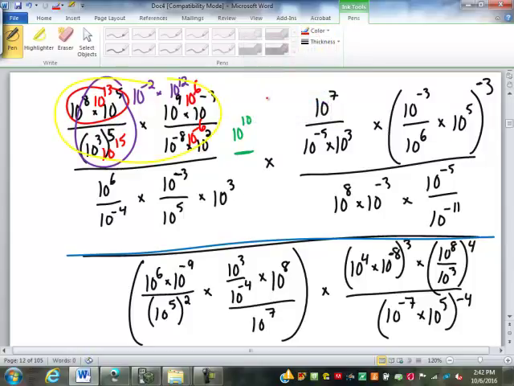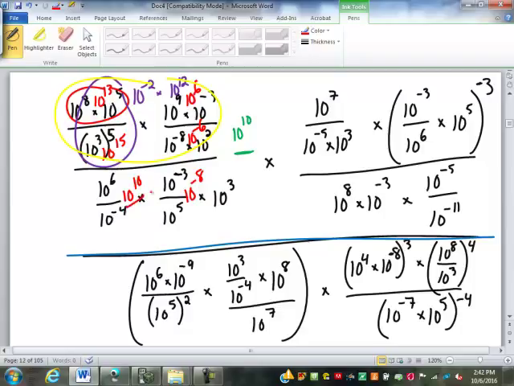So now we'll come down here. 10 to the 6th divided by 10 to the negative 4th, 10 to the 2. 10 to the negative 3 divided by 10 to the 5th, 10 to the negative 8. Wait, wouldn't that one be 10 to the 10? Oh, you're right. You are correct. Thank you. 6 minus negative 4 will be 10. Very good. So 10 to the 6th divided by 10 to the negative 4th will be 10 to the 10th.